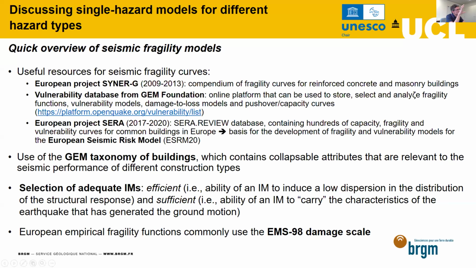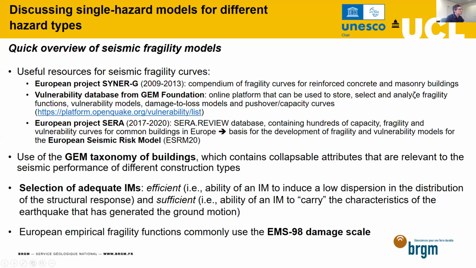I am now going to discuss very quickly some single hazard models for different hazard types. Regarding seismic fragility models, this is a non-exhaustive list of recent and probably useful resources that have gathered compendiums of seismic fragility curves. For instance, from the European project Synergy, you can find reports and online resources on a compendium of fragility curves for RC and masonry buildings. Of course, you have the vulnerability database from the GEM Foundation, also with fragility functions, vulnerability models, damage-to-loss models, and a set of pushover capacity curves for different building classes.